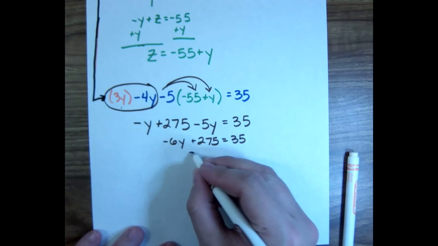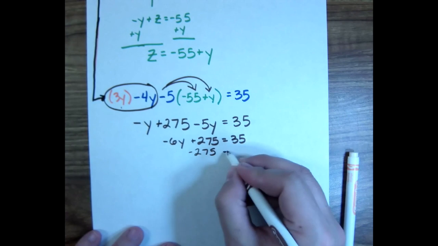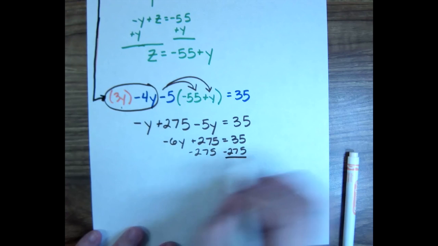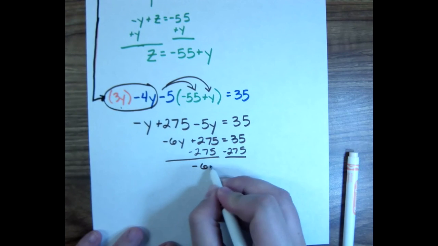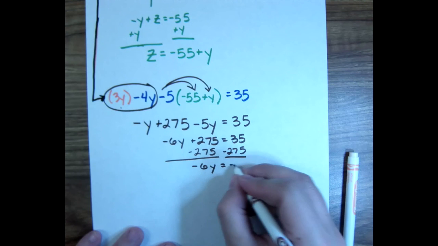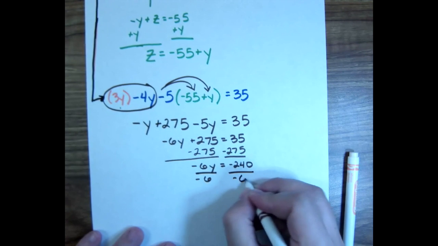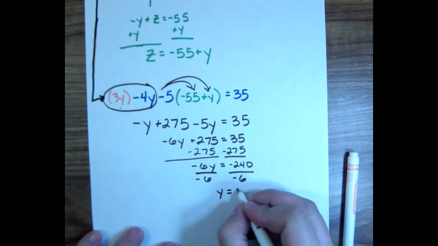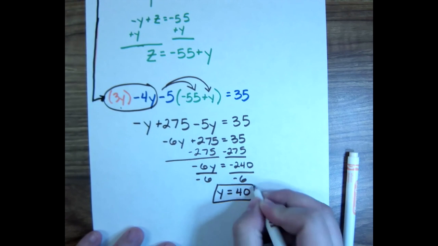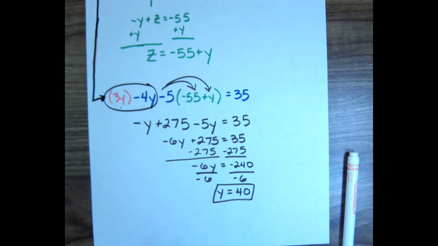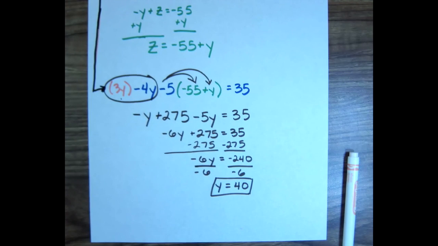I know this is a lot of algebra, but I only have y in here, so when I'm done, I'm going to actually know what one of my variables is. That's negative 240. Divide both sides by negative 6, and after a long, long, long amount of algebra, y equals 40. Whew. That's not bad. I mean, we've done worse things.